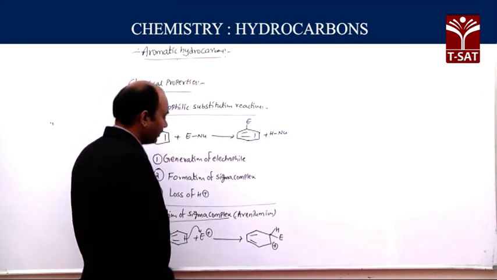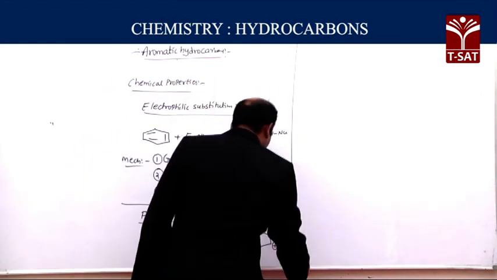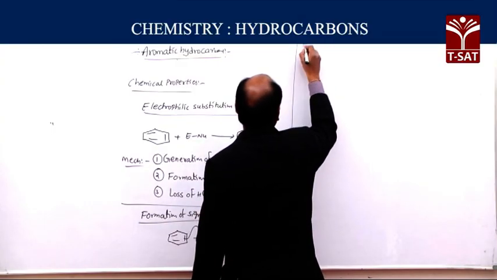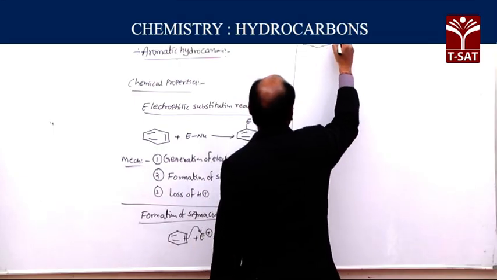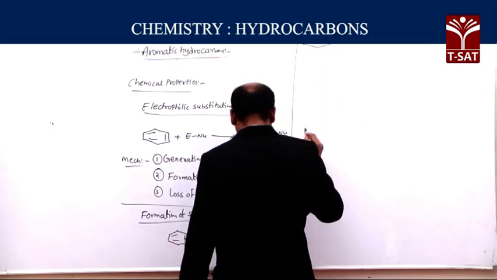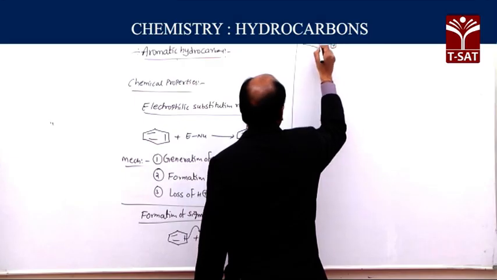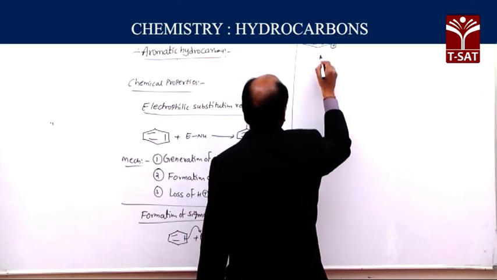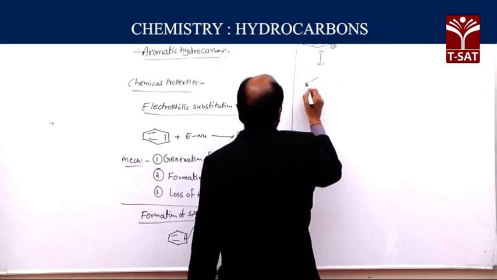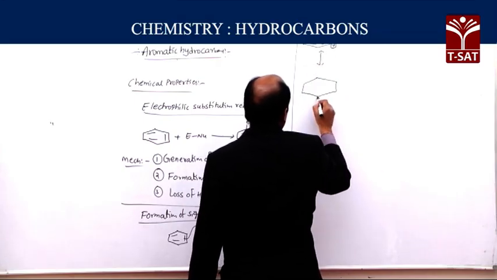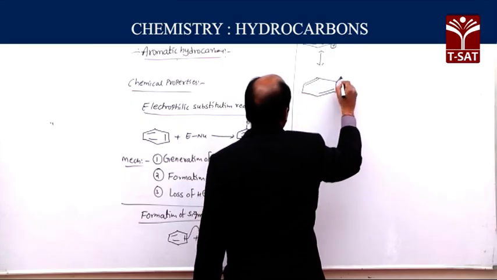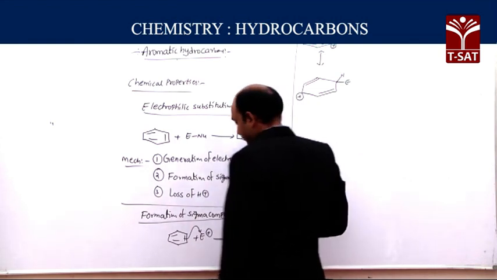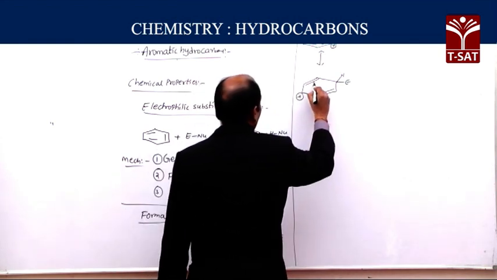Now the formed cyclohexadienyl cation is stabilized by resonance, or delocalization of electrons. This is a pi bond, and this pi bond is migrated here. Here we get a double bond, H and E, and the positive charge. Now again this pi bond is migrated here.